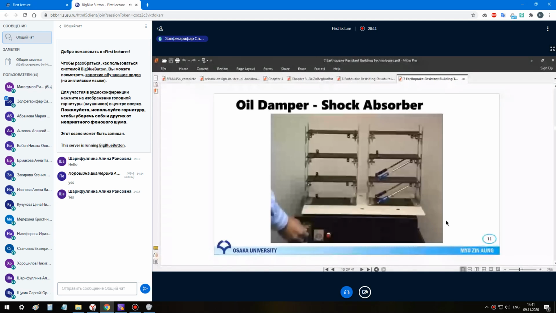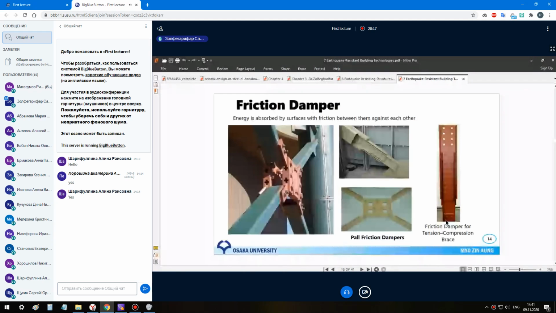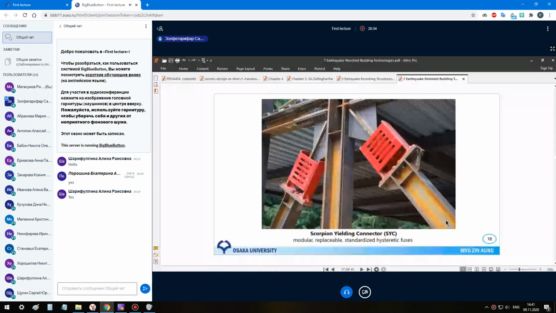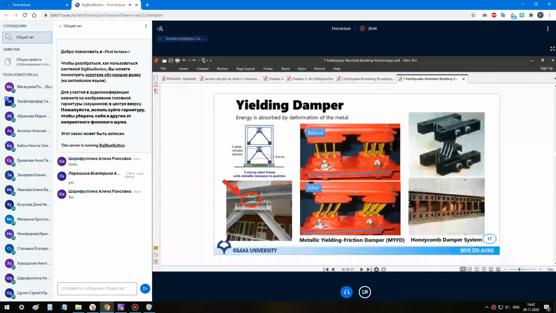Also I talked about dampers and schematic shapes of dampers, oil dampers, viscous dampers, and how they are used in buildings. These are pictures of using dampers and bracing in the structure of buildings. You can use these schematic shapes.